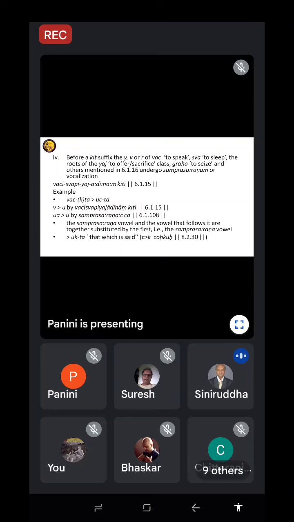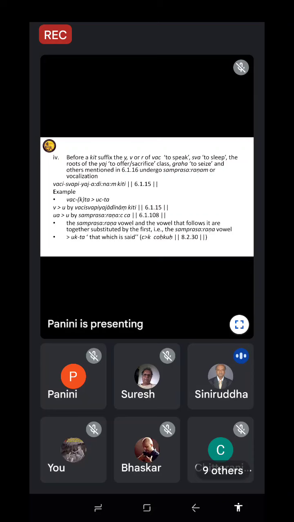Okay, it does not exist in the prayoga. It is only marked, and it indicates that if the suffix is kit, then the vach dhatu, va, gets samprasarana. So uch plus ta, and then there is another sutra, cho ku. The varga becomes kavarga. There is a sutra for this too, 8.2.30, cho becomes ku. So uch becomes uk, then ta, ukta.